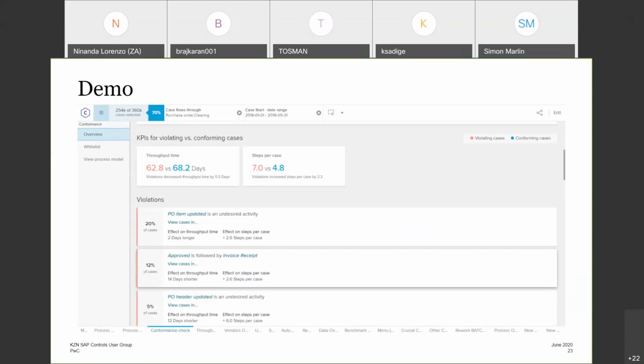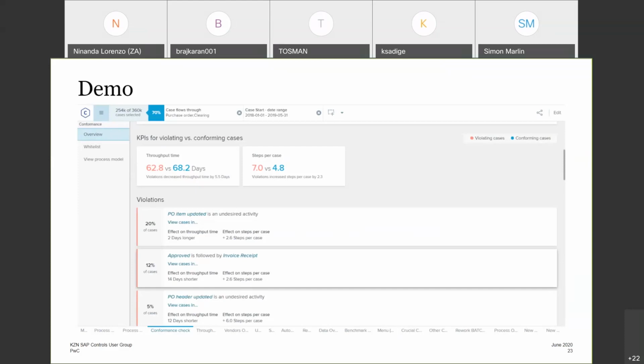We can then look at the first 2 that are highlighted for us here. The first one is that the PO item gets updated. In our happy flow, that was not a defined activity because we don't want there to be any updates made. It increases inefficiencies in the process, and it could also highlight a problem. We don't have up-to-date information on our pricing from the vendors, or what are those reasons for making the updates?